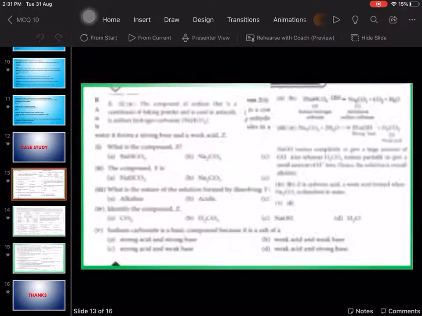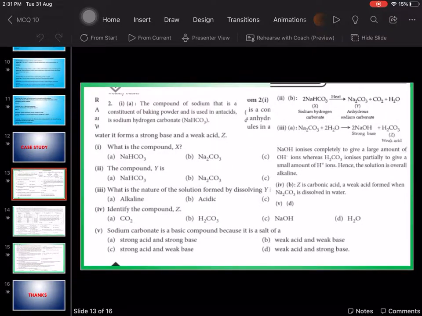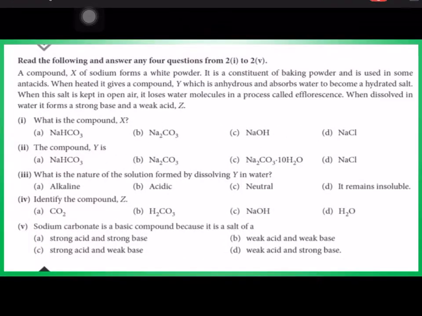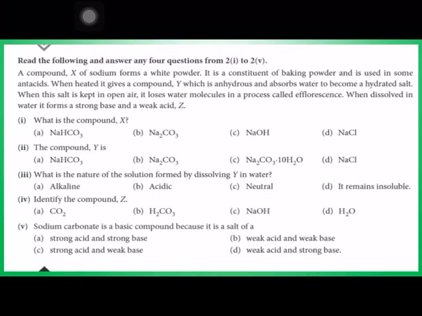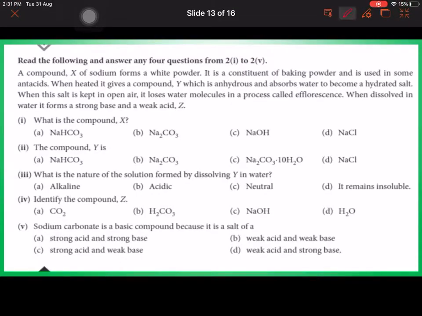Next, the case study questions. Read the following passage and answer any 4 questions. A compound X of sodium forms a white powder. It's a constituent of baking powder and is used in some antacids. When heated, it gives a compound Y, which is anhydrous and absorbs water to become a hydrated salt. When the salt is kept in open air, it loses water molecules in a process called efflorescence. When dissolved in water, it forms a strong base and a weak acid.